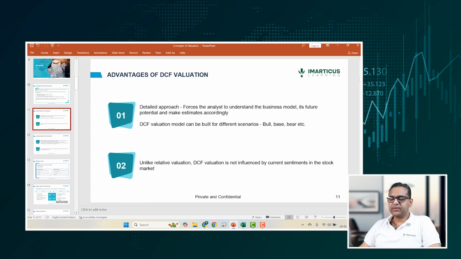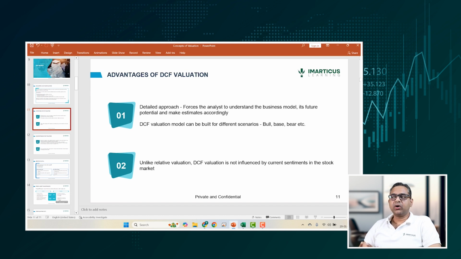Unlike relative valuation, DCF valuation is not influenced by current sentiments in the stock market. So in relative valuation, we look at what multiples the company is trading at in the market. Now, because of market sentiment, those multiples could look very high at a point of time, and may look very low at another point of time, because the prices are driven a lot due to sentiments. But that concern is not there when we are doing the DCF valuation. It is not influenced by current sentiments in the stock market.